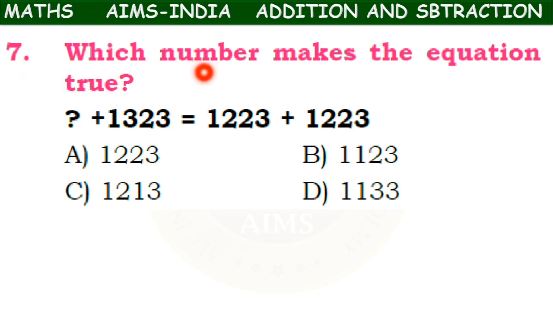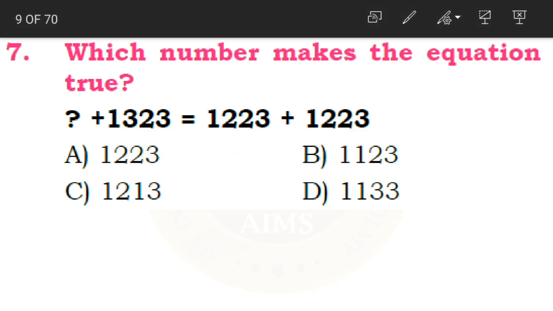Coming to question number 7. Which number makes the equation true? Dash plus 1323 is equal to 1223 plus 1223. Yes, children, how do we solve this?